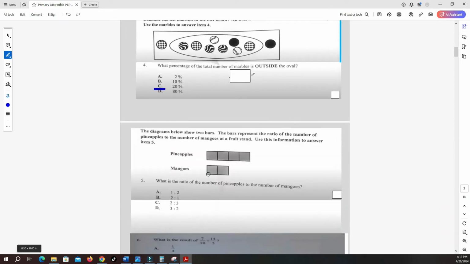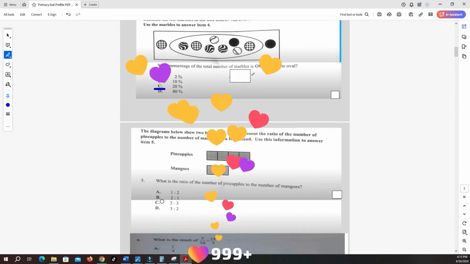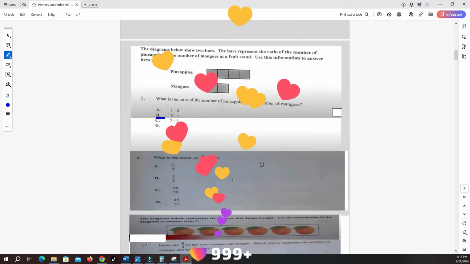All right. The diagram below shows 2 bars. The bars represent the ratio of the number of pineapples to the number of mangoes. So I'm seeing that there's a ratio here again. Ratio of pineapples to mangoes. What is the ratio? 1, 2, 3, 4. So for every 2, it's 1. Right, so I see 2 to 1 here, and it says pineapple to mango, so I see 2 to 1.